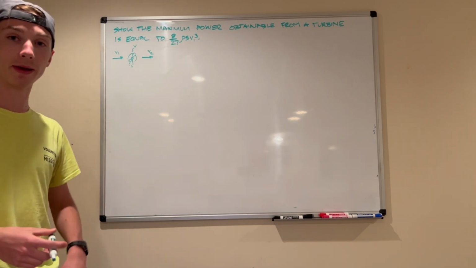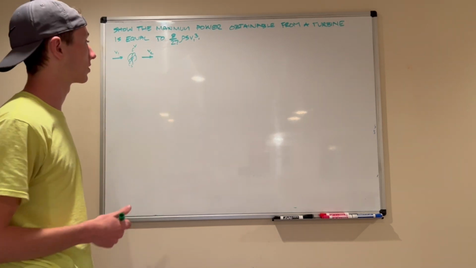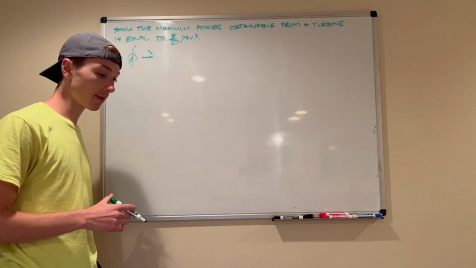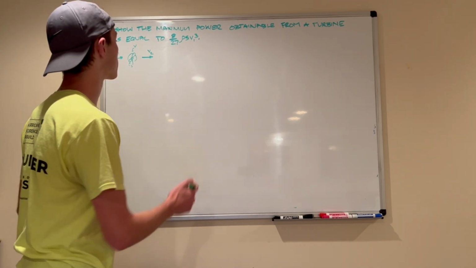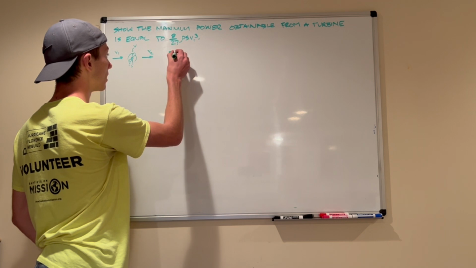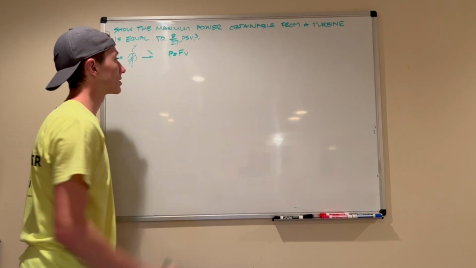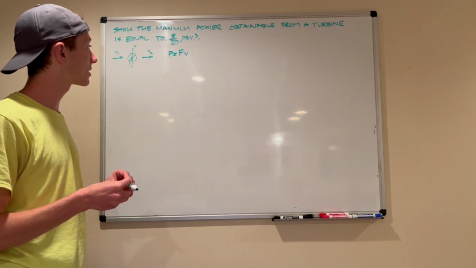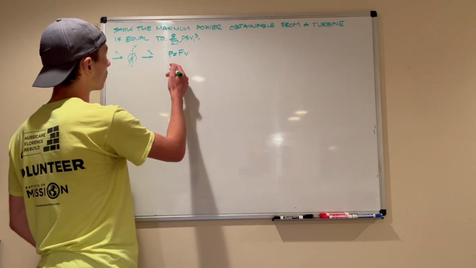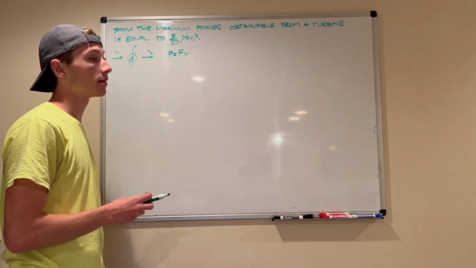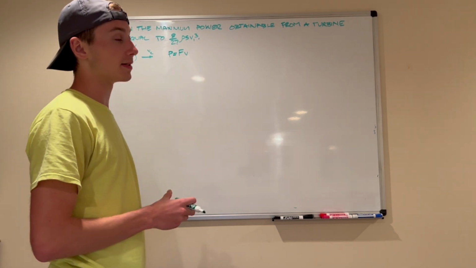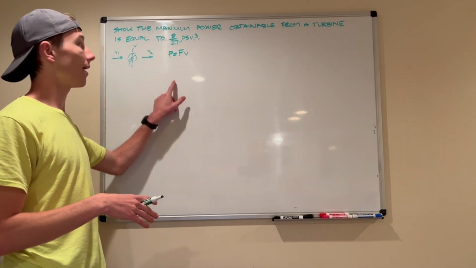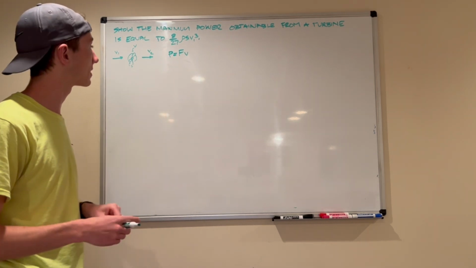So let's go ahead and set up a momentum balance equation for this problem. Let's talk about power first. I think that's the best place to start. Power is equal to force times velocity. This comes from our physics: work is force times a distance, and if we have power as work per time, then we get force times velocity.